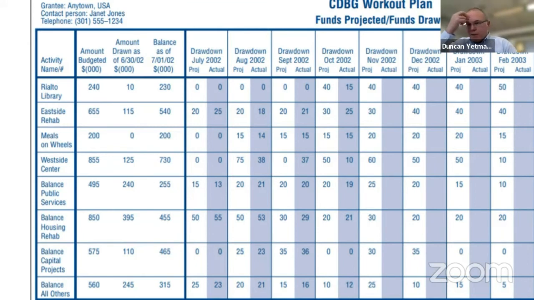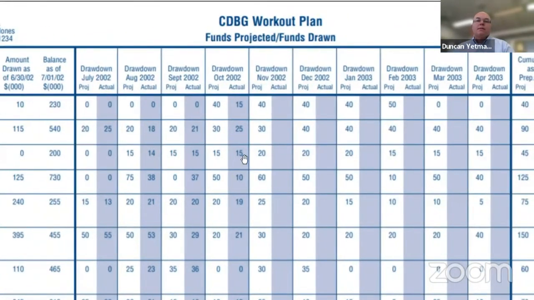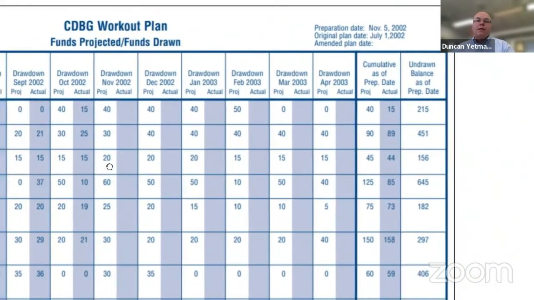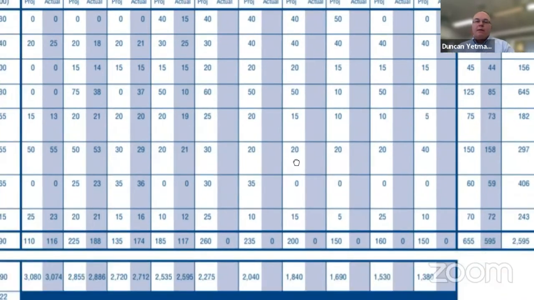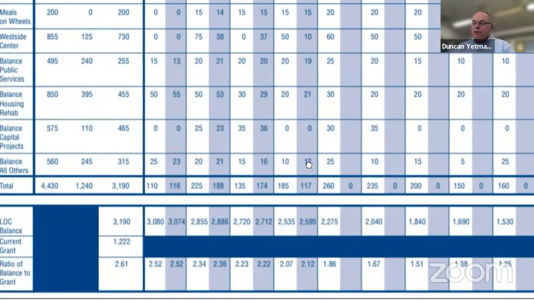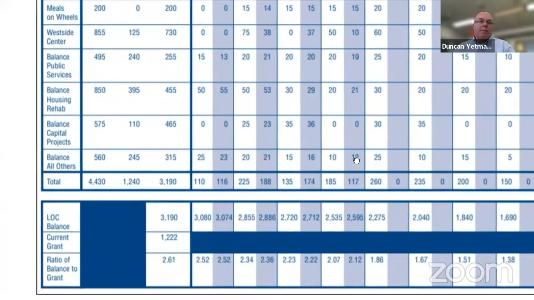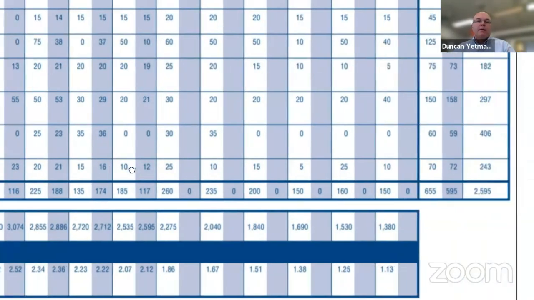If you're putting 50% of your money into this one public service activity and you have 5 or 6 other public service activities, don't group all the public services activities together. Take that one public service activity where 50% of your allocation is going and separate it out. Give it its own separate line item. So this spreadsheet, this template, it's found at the back of that brochure, Developing and Implementing a CDBG Workout Plan.